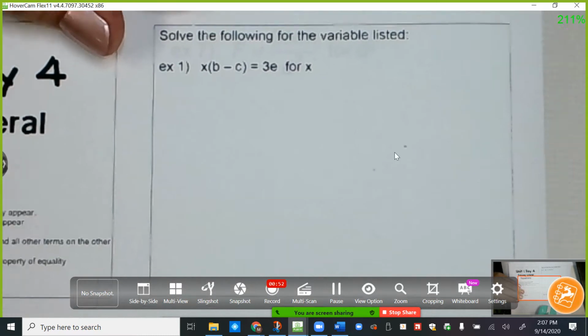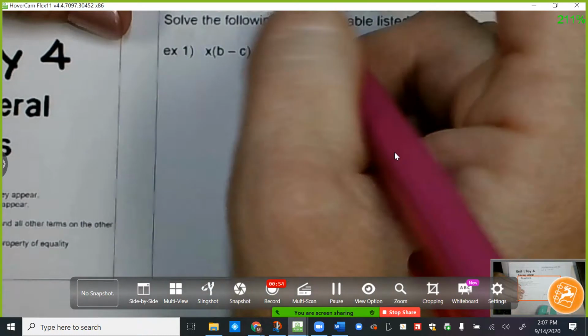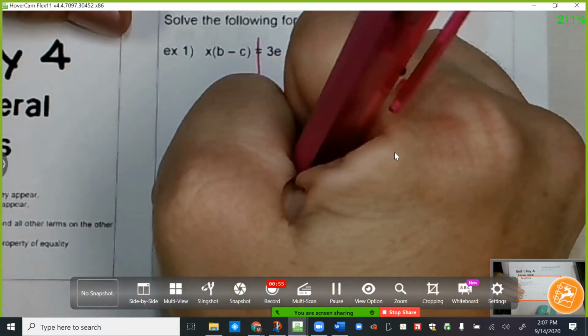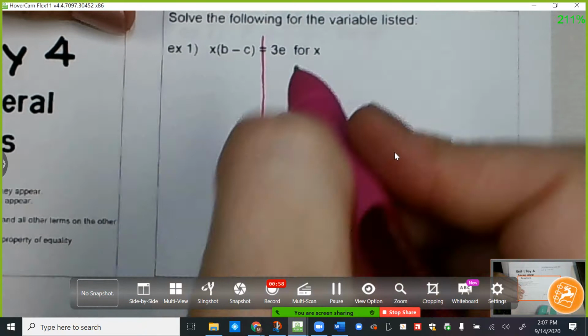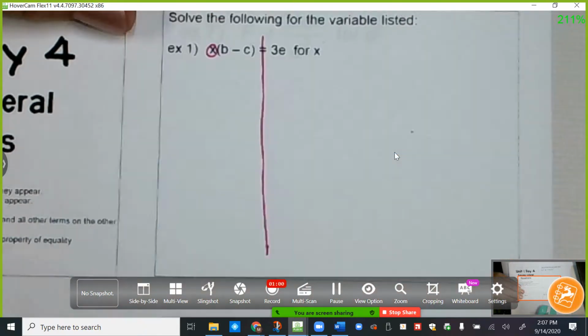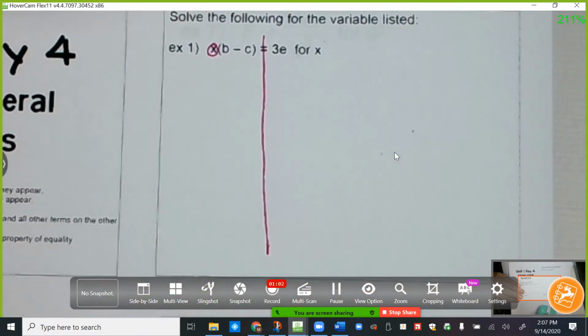Okay, so here I'm going to tell you which letter to solve for. It's not always x. Okay, so right now I am solving for x. Okay, what is on the same side as that x? B and c. That b minus c. Okay, and x is multiplying that, right? How do you get rid of multiplication? Divide.